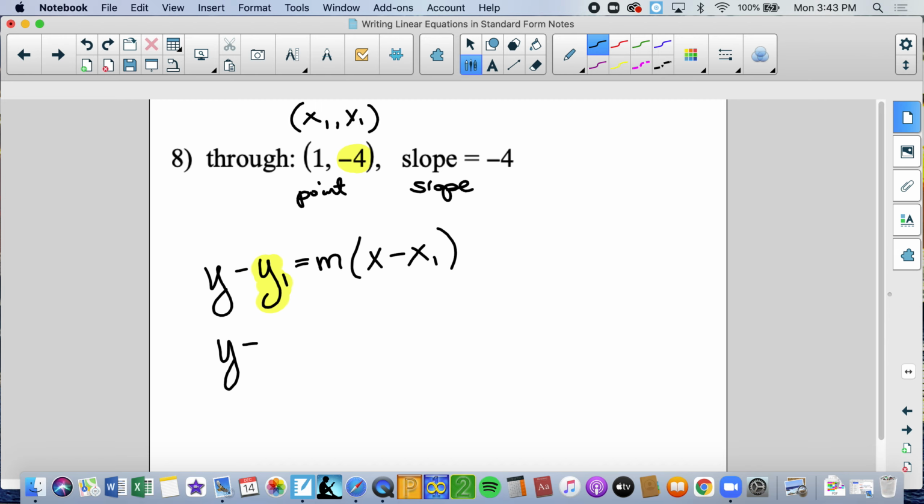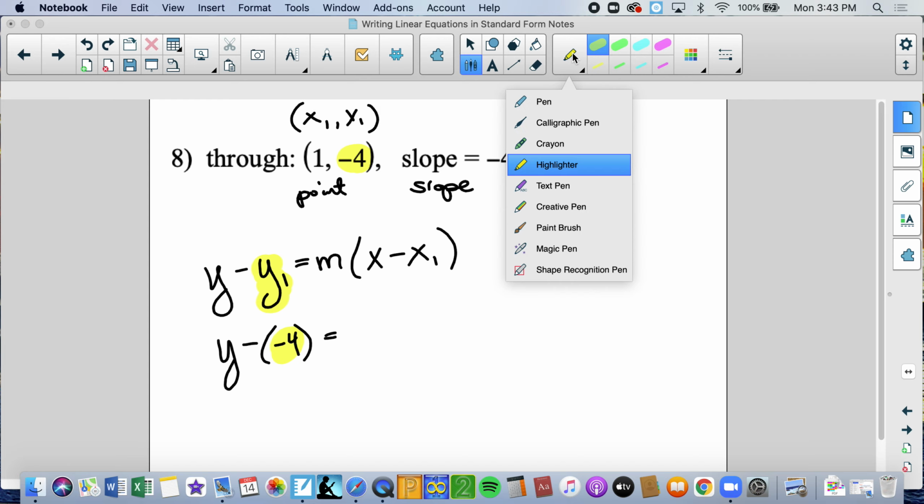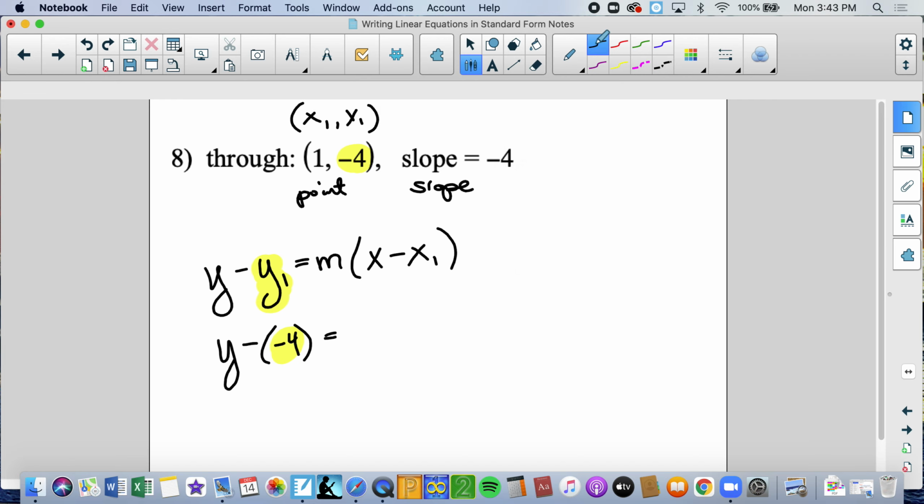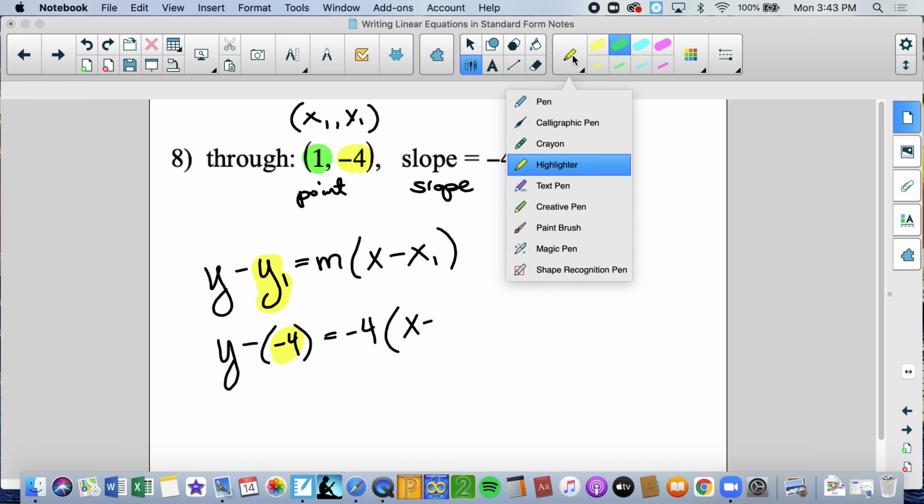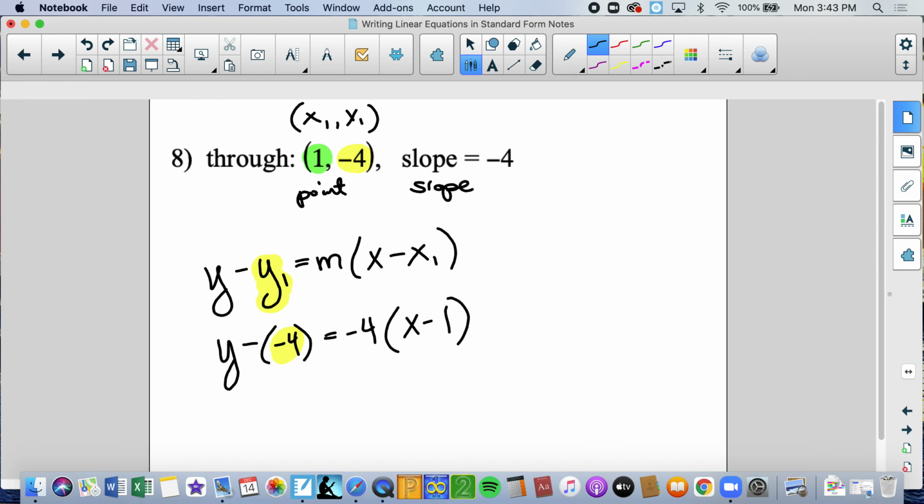So it's y minus my y sub 1. So y minus my y sub 1 is going to be negative 4. That can be a little tricky. You have to be careful about that negative. A lot of students will make a mistake there and write y minus 4. That is not correct. So it is y minus the y sub 1 equals m, the slope, which is -4, times the quantity x minus whatever my x sub 1 value is. My x sub 1 value is 1, so it's -1.